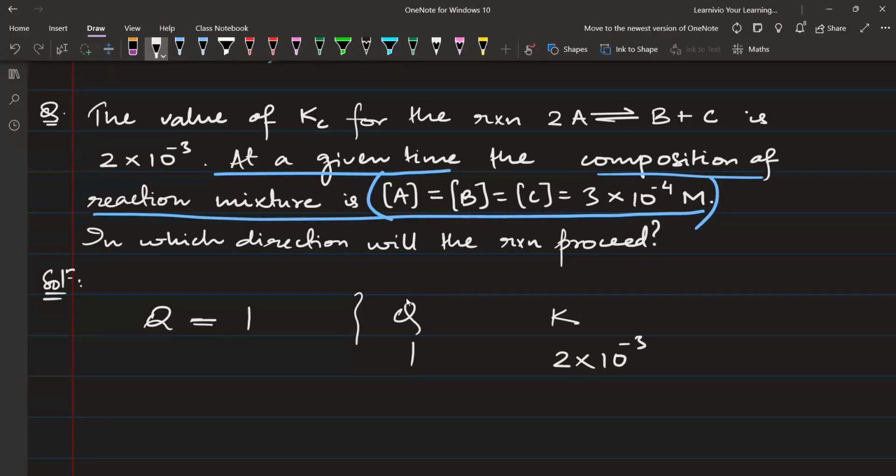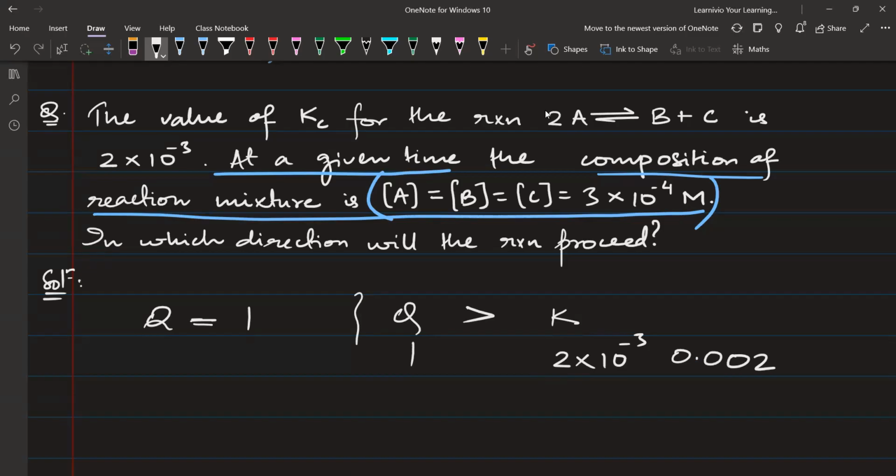Which is greater, Q or K? Look, K. No, no, no. K is not large. 2 into 10 to the power minus 3 means 0.002. Yes or no? Please tell me. Yes, sir. Very good. So which is greater? Q is greater.